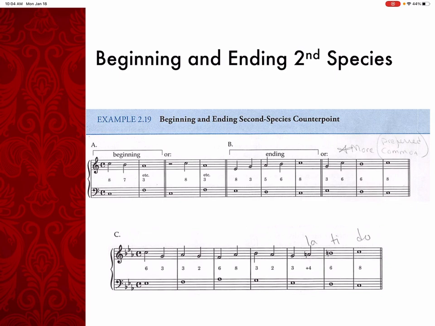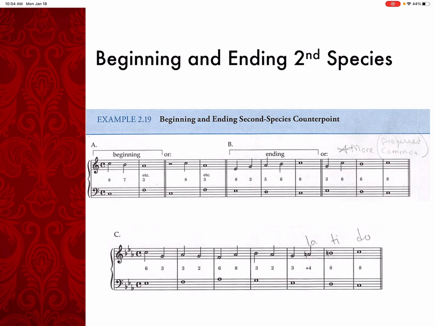Or this next one next to it where it says or is more common. It's preferred actually. This is like a common lick in second species, where you have a whole note on the penultimate bar. Okay, now let's talk about the issue in minor.